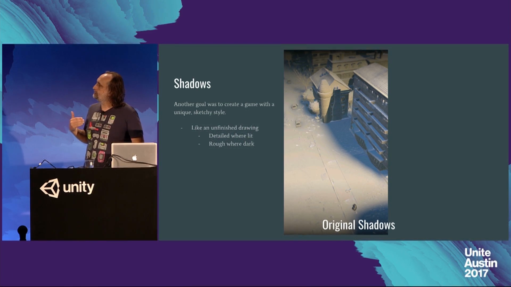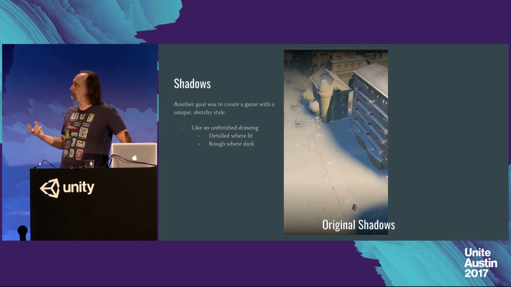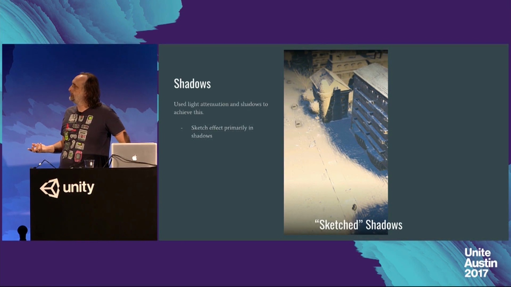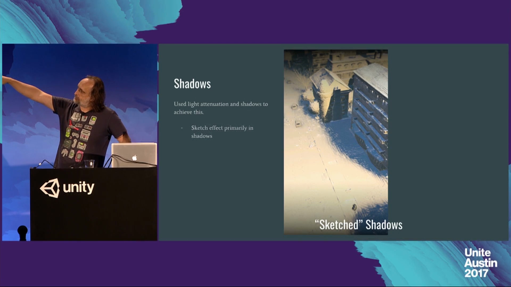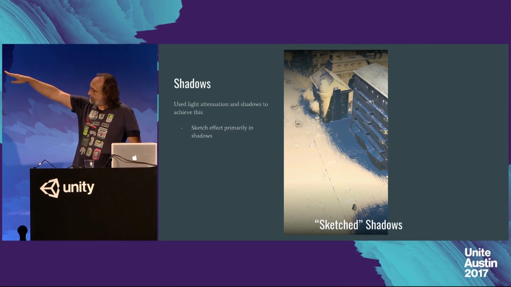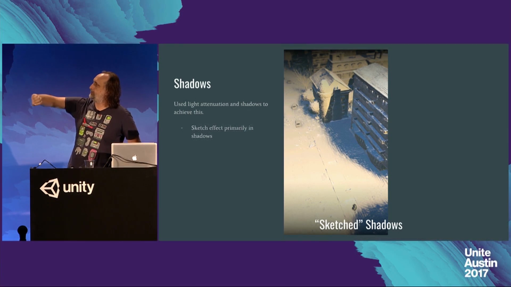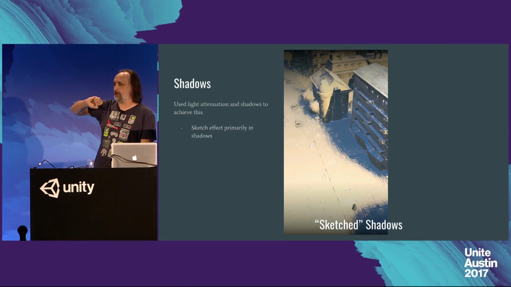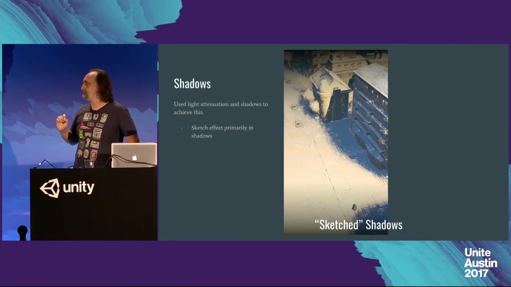And so for that sort of unfinished drawing, we use the lighting to determine where that happens. And you basically get the sketch effect in your shadows here, right? So that it looks like somebody sort of didn't finish those parts. Anywhere where there's heavy shadow, it's very sketchy. Anywhere where it's not, it's very clean.